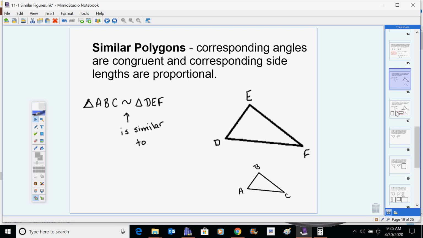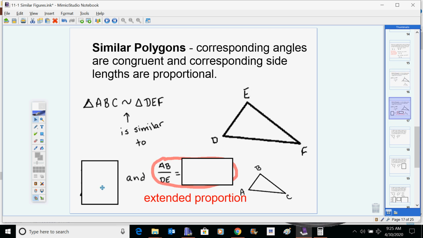However, the sides are not the same, but they are proportional. Okay, so what does that mean? That means that angle E is congruent to B, D is congruent to A, F is congruent to C. I do want you to write this part down. A is congruent to D, B is congruent to E, C is congruent to F. So those letters will match.